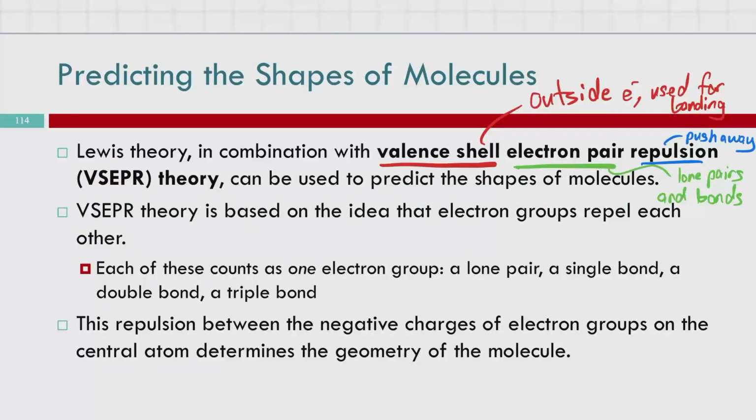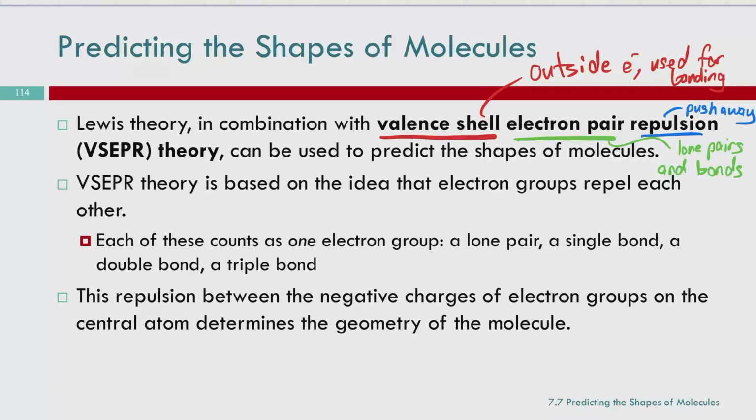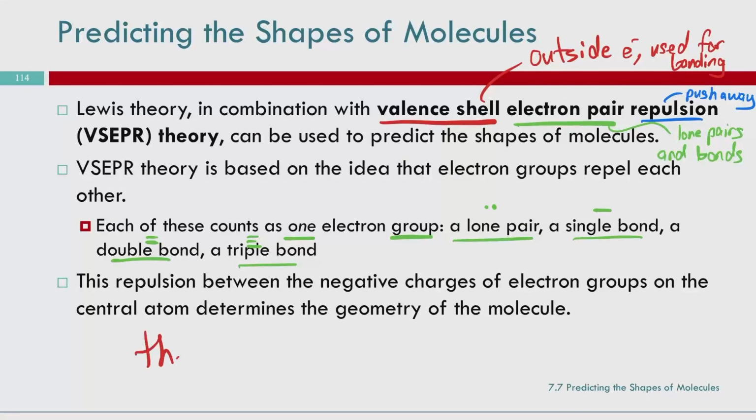So the basic idea is all of our electrons are negatively charged. All of our electron groups then are going to repel each other, and they are going to spread out as much as possible. The things that count as one electron group are a lone pair, a single bond, a double bond, and a triple bond. Those all count as one electron group, because the triple bond, those electrons are all grouped together. The double bond, they're also grouped together, it's just fewer electrons. So the electron groups want to spread out as much as possible. And that's what they do.